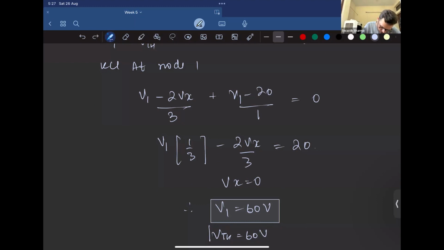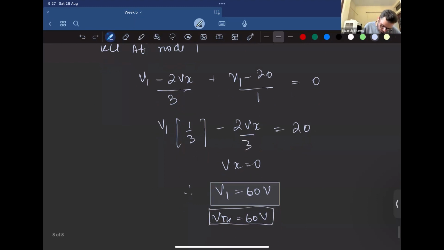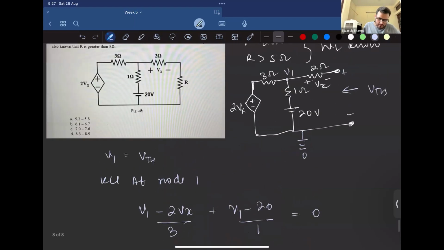All right. Now let's find RTH. So how can we find RTH?